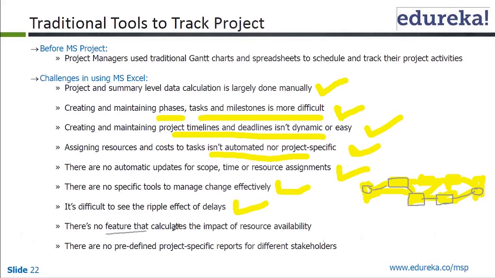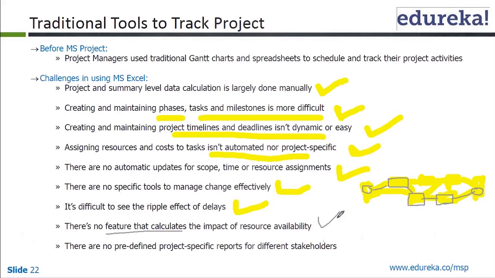There is no feature that calculates the impact of resource availability. Somebody is available, not available, and showing it to you effectively. So if you have, let's say, 3-4 resources, it could be easy for you. But just think of it, when you have hundreds of resources, you as a project manager are likely to face more and more difficulty in managing or doing the project using MS Excel.